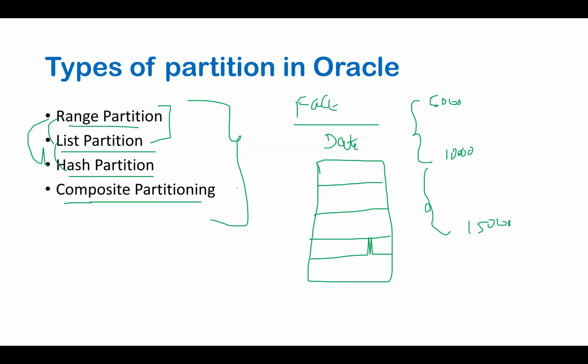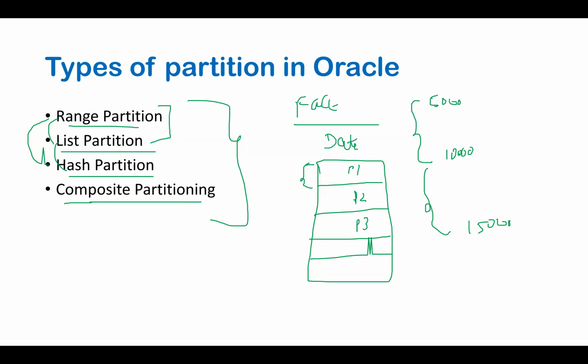So you have to mention that the interval is 1 day. So you have to mention the interval. So what is that interval? If you know the definite range, you can put range. You can define partition 1, partition 2, partition 3.